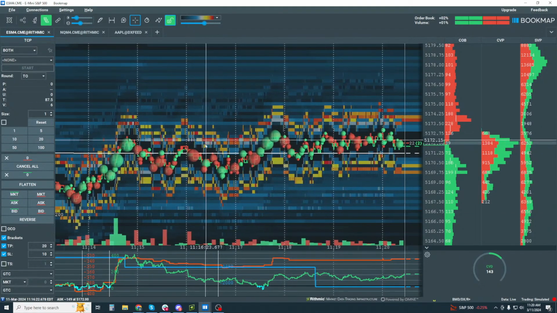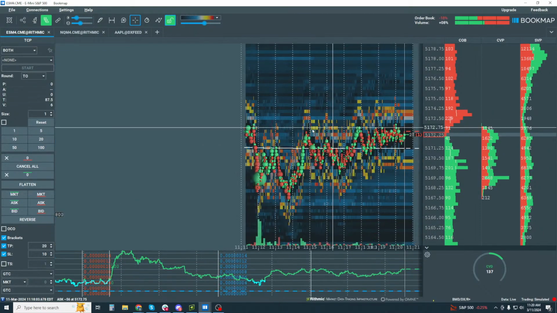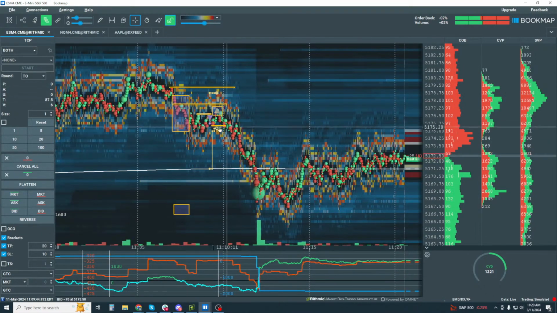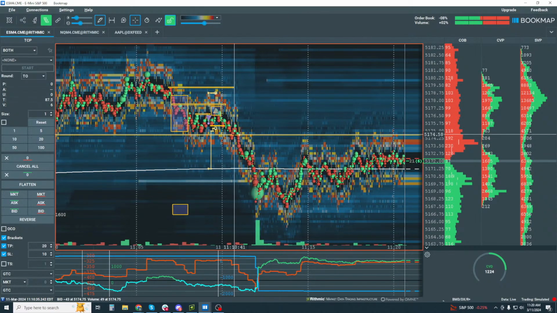So maybe just some sideways action with a slant here to the upside. And if it's a slant to the upside, where is it going to go? This is the area we'd look for first, where the structure broke here.